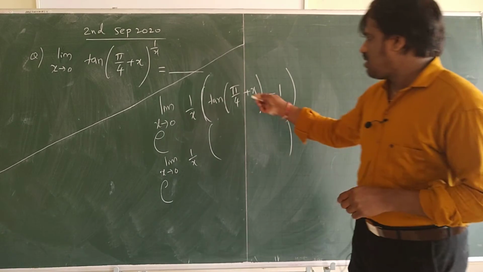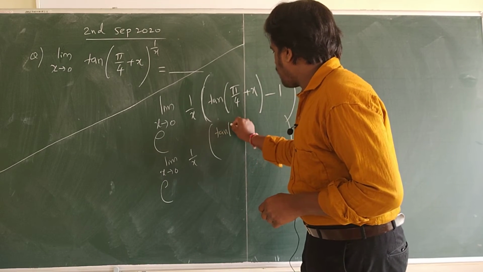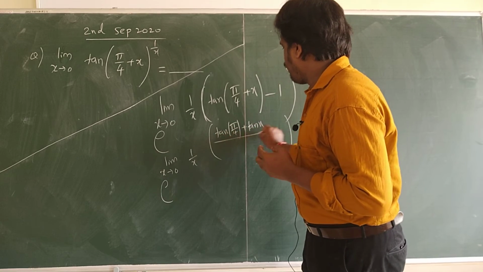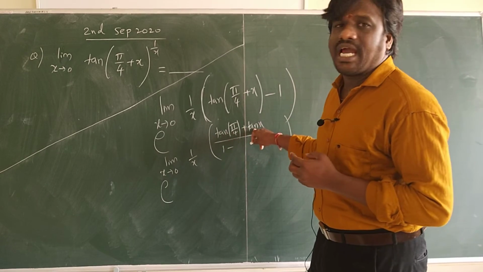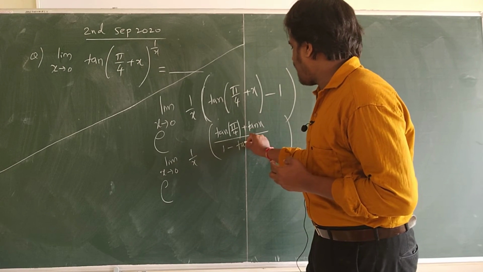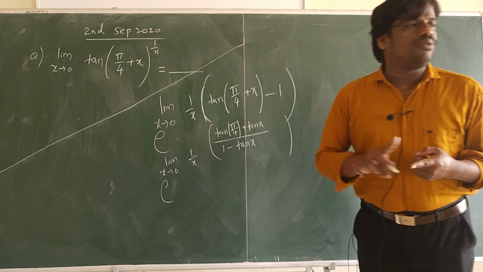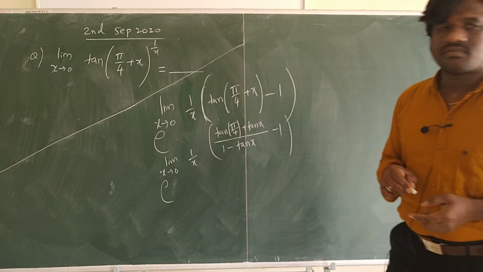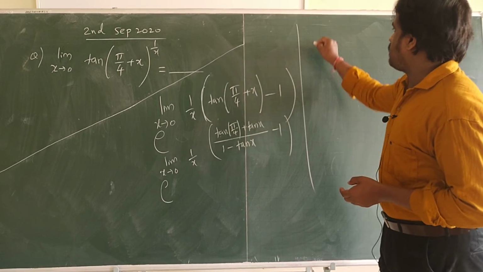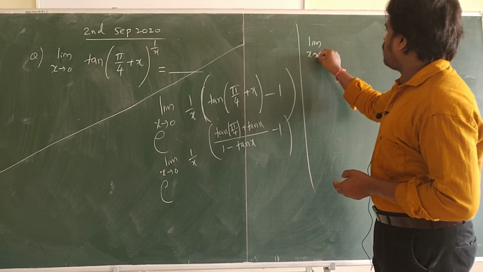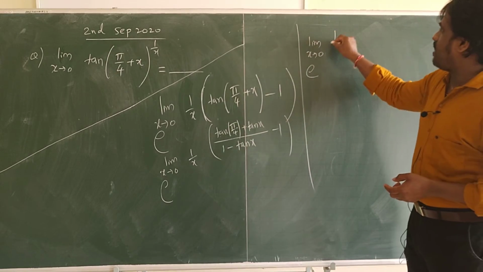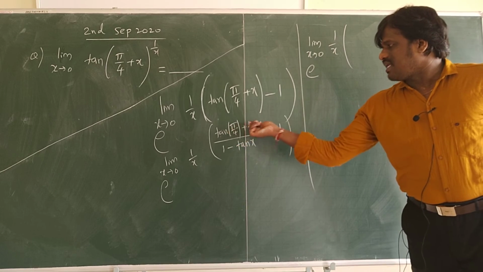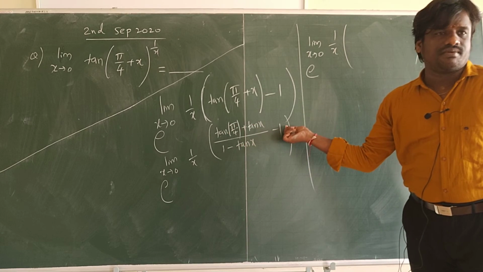Tan a minus tan b. What do I get here? Tan pi by 4 plus tan x by 1 minus tan pi by 4 into tan x. So I can write directly tan x, because tan pi by 4 value is 1, and 1 into tan x is tan x. And you get minus 1. So you are going to get this as limit x tends to 0 e to the power of 1 by x into 1 plus tan x by 1 minus tan x minus 1.